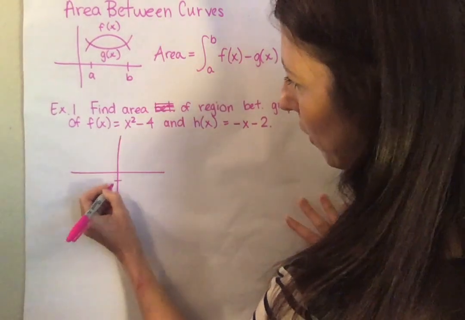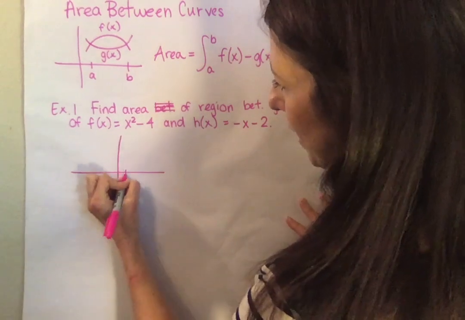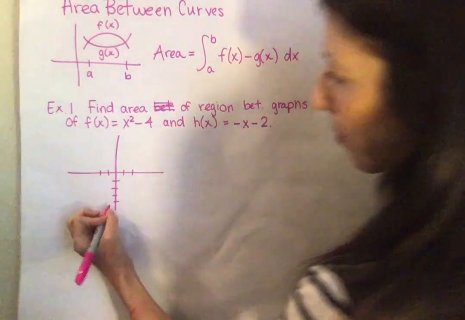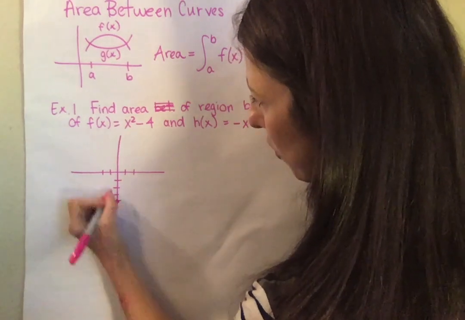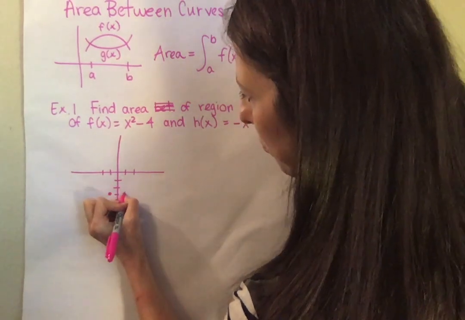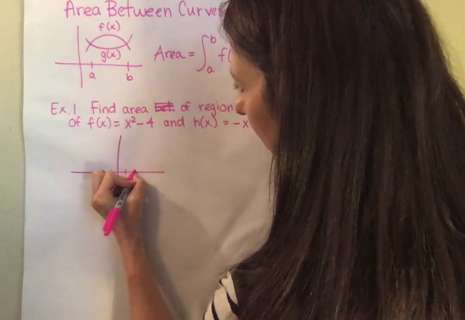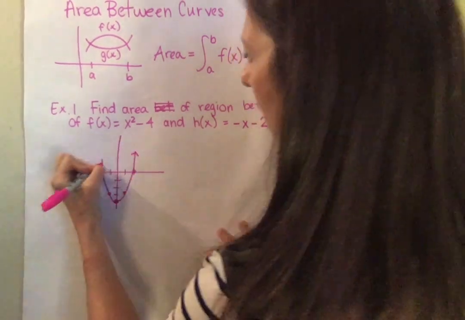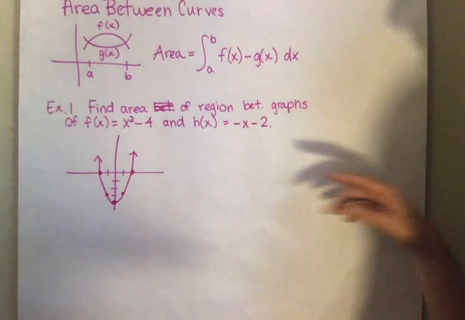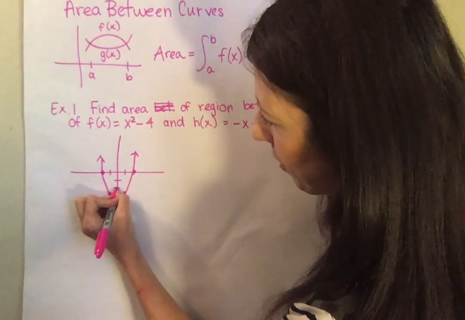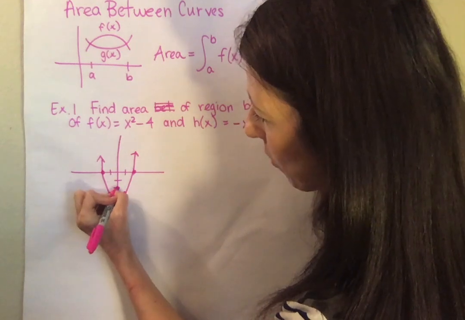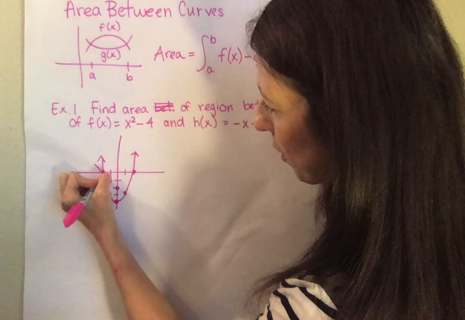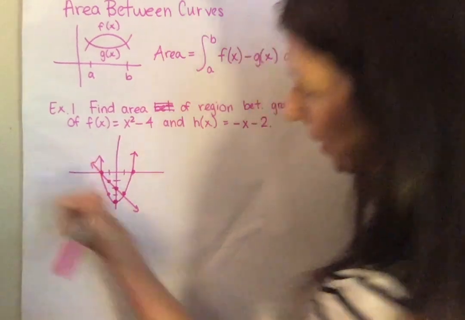So let's go ahead and make a quick graph. If I graph x squared minus 4, I hope y'all know that that's the quadratic parent function shifted 4 units down. So plotting some points here, this is what we get. Then we're going to graph negative x minus 2, which is a linear function with a slope of negative 1 and a y-intercept of negative 2. So here is our picture.